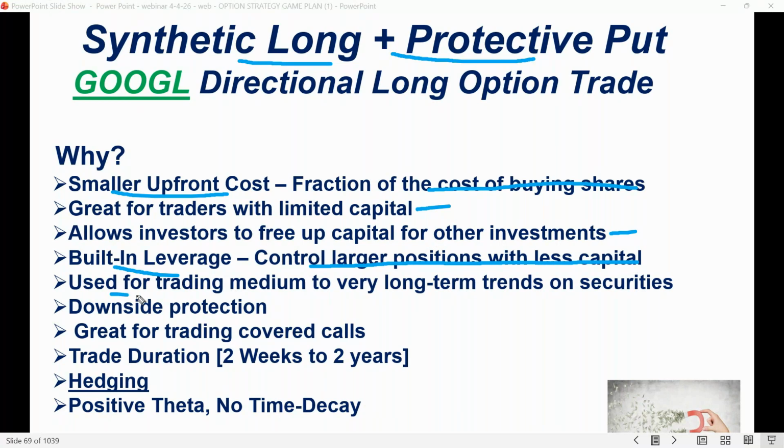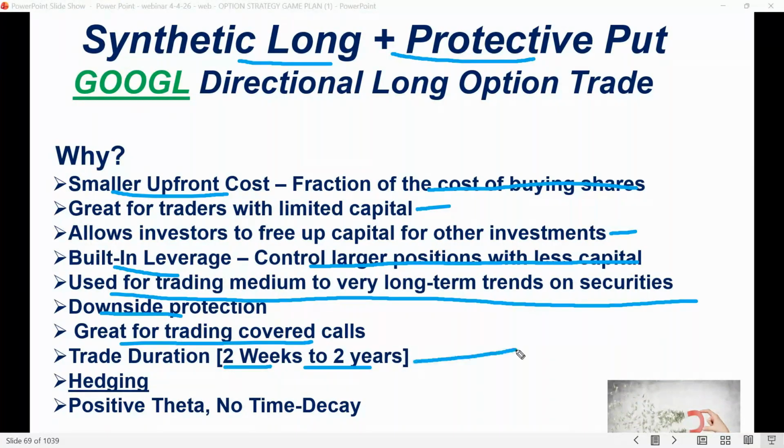Great for trading medium to very long-term trends on securities. We can cover the downside protection with the put below it. Great for trading covered calls. Duration of these trades can be 2 weeks to 2 years or longer, as far out as we can go with the LEAPS. Great for a hedge trade, positive theta, no time decay.